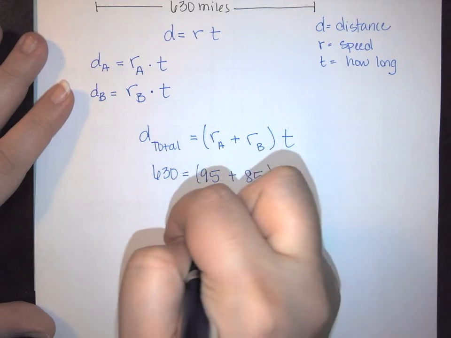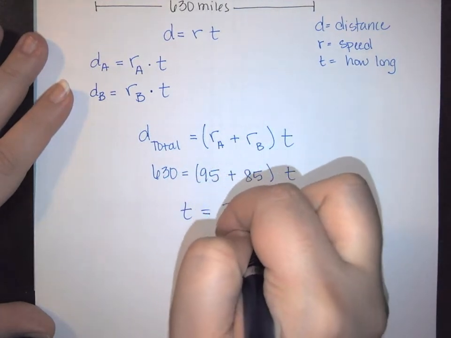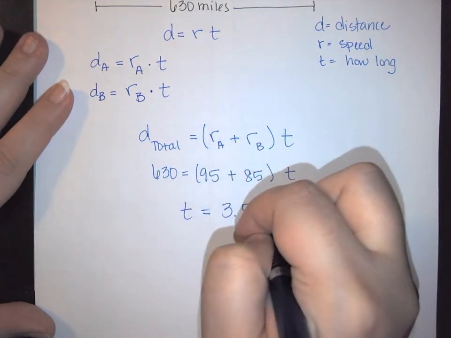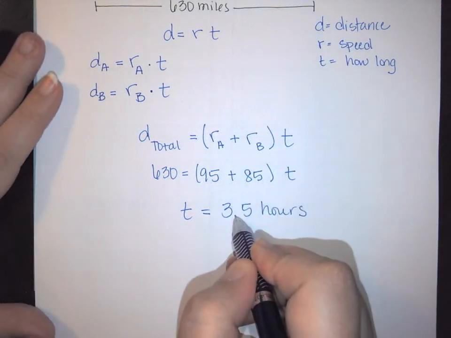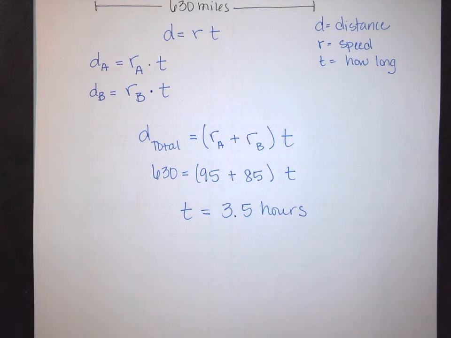And we're going to end up getting that t is going to be 3.5 hours. So it's going to take 3.5 hours for these two trains to pass each other.